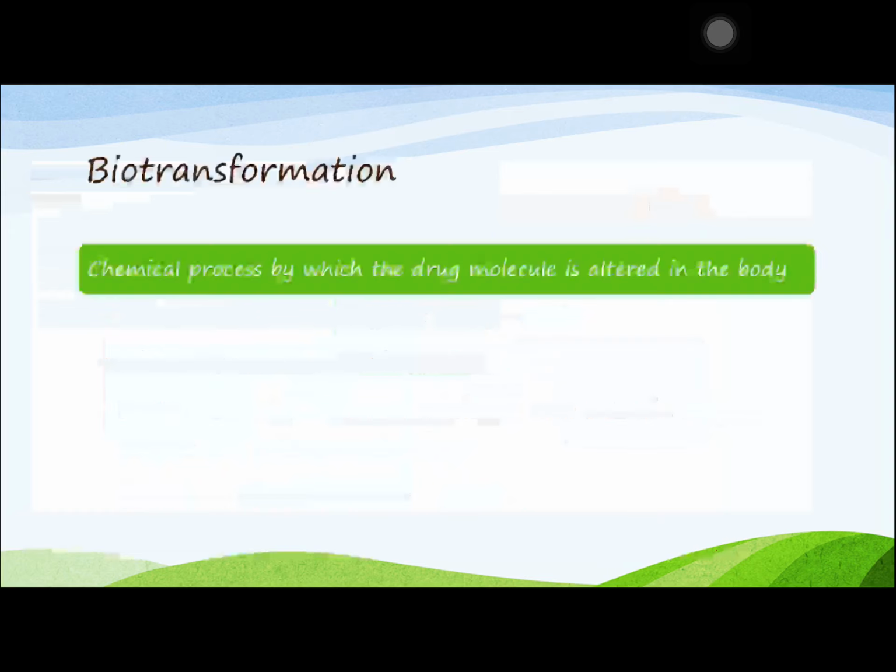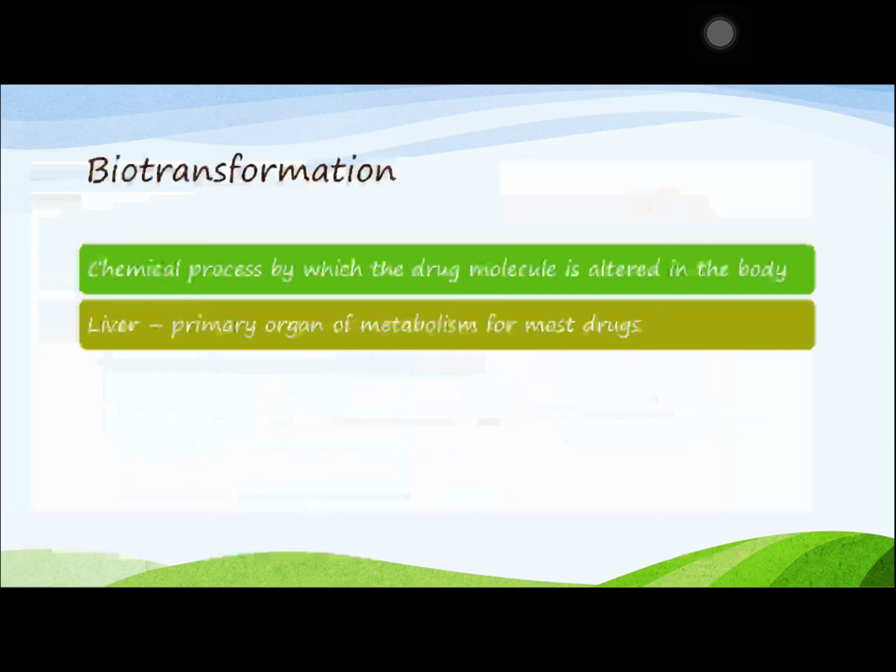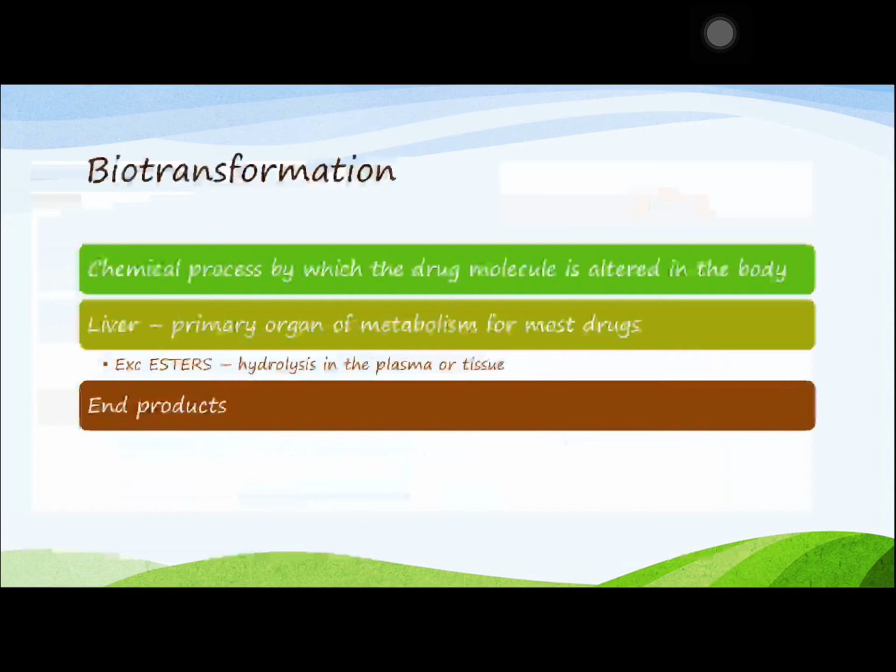Biotransformation is the chemical process by which a drug molecule is altered in the body for the drug's elimination. The liver is the primary organ for metabolism for most drugs, except for esters, which are hydrolyzed in the plasma or tissue. The end products are inactive and water-soluble compounds which are then readily excreted in the kidneys.